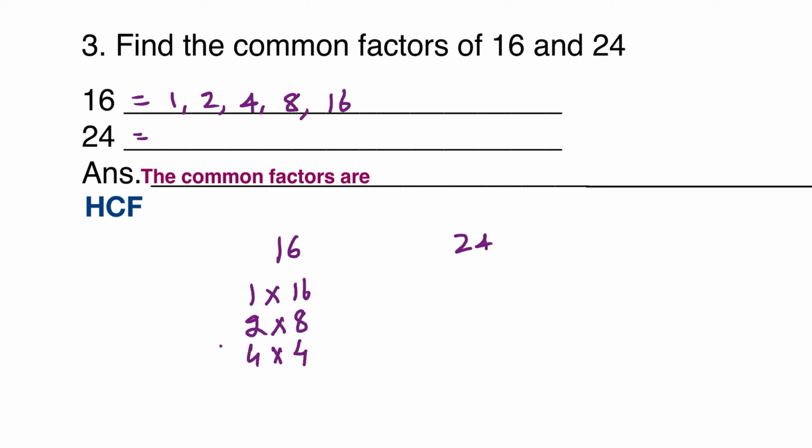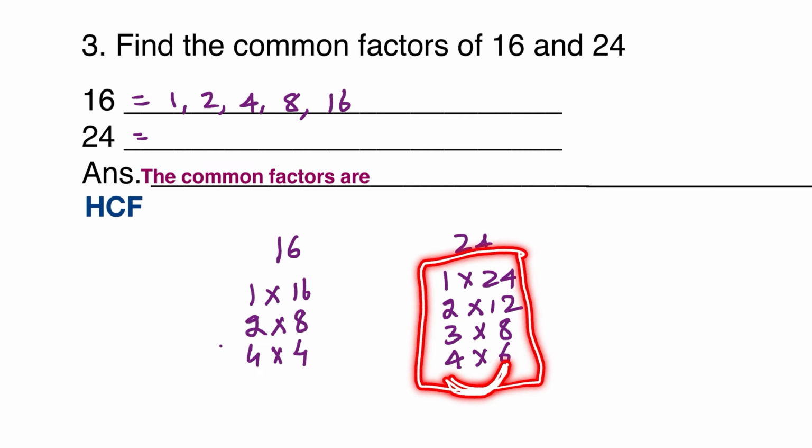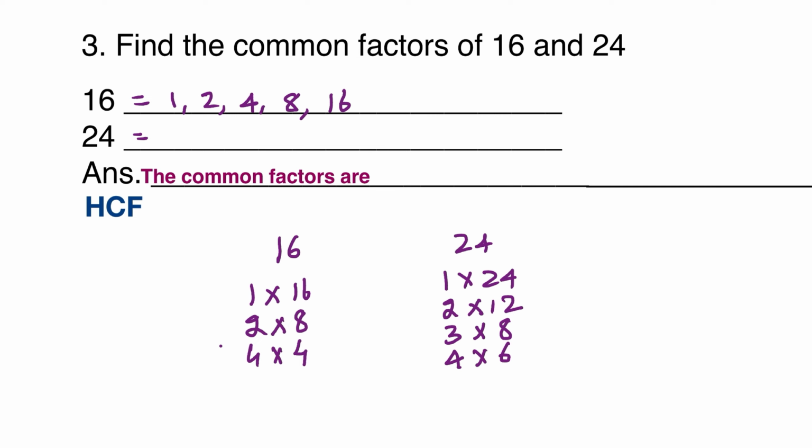24. Quickly. 24 is a big number. 1 into 24, 2 into 12, 3 eights are 24. Your tables have to be really very good. After 3, 4, yes, 4 into 6. 5, no, 24 is not divisible by 5. 6, yes, but what is the trick here? 4 into 6 or 6 into 4 is the same thing. Stop here. These are all the factors of 24.